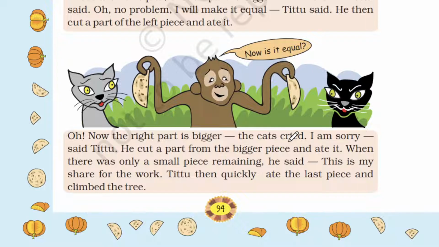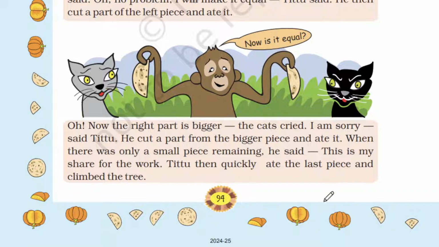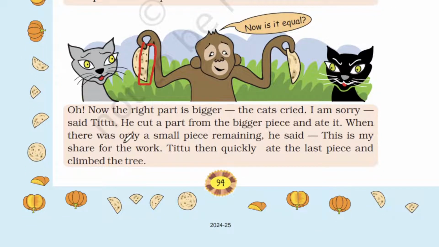The cat cried. "I am sorry," said Tintu. He cut a part from the bigger piece and ate it. So what did Tintu do now? He cut another part from the right side and he ate it. When there was only a small piece remaining, he said, "This is my share for the work." Tintu then quickly ate the last piece and climbed the tree.